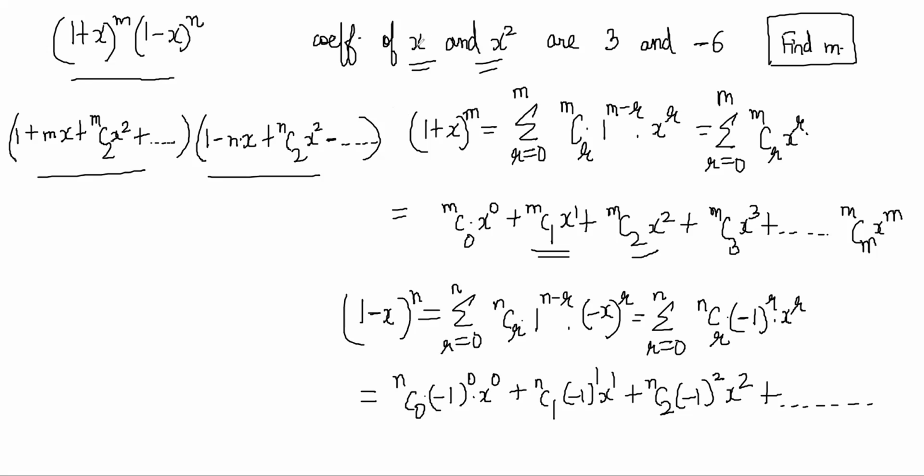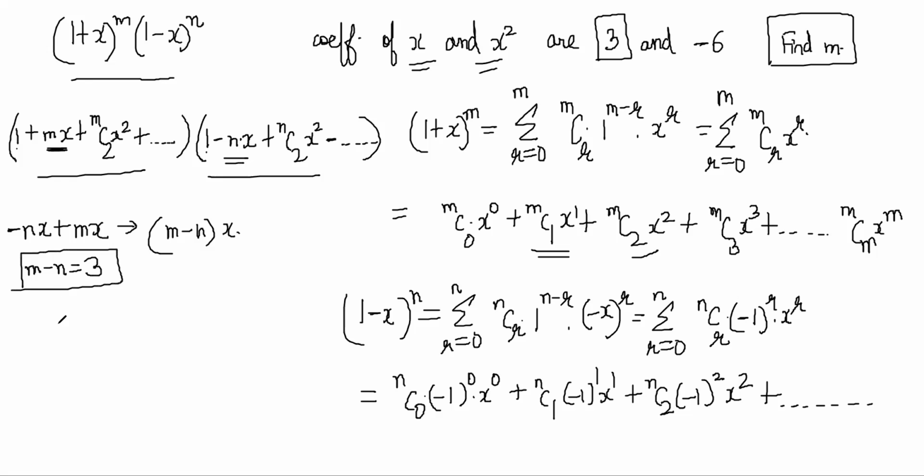How can you get the x term? Let's focus our attention on the x term only. For the x term, I can do 1 into minus nx, plus mx into 1. Is there any other way you can get x terms? No, because anything else is a higher power. So the x term can come only in this way, so it will be m minus n into x. So m minus n must be the coefficient, and m minus n is equal to 3.